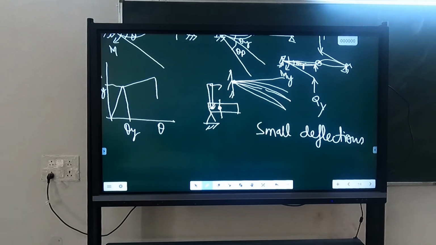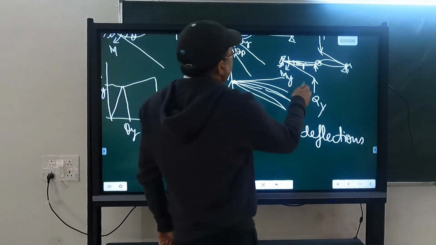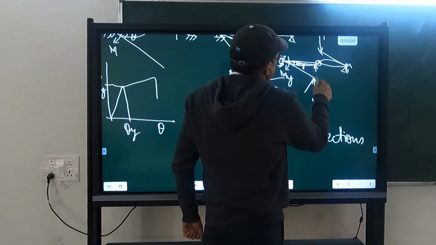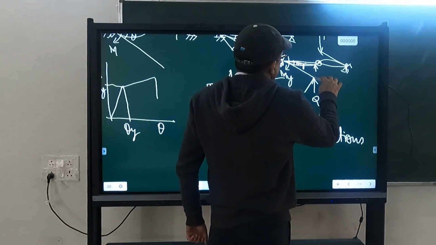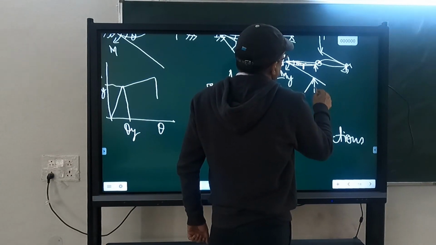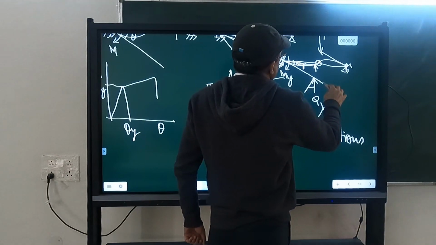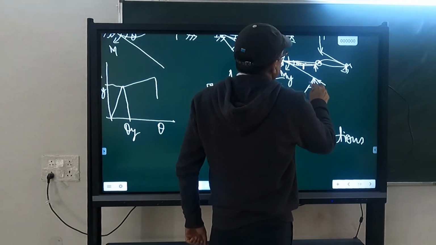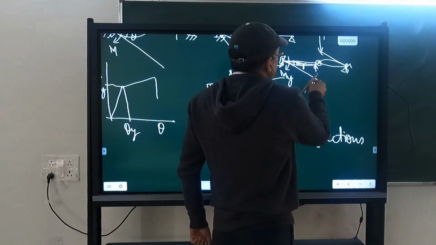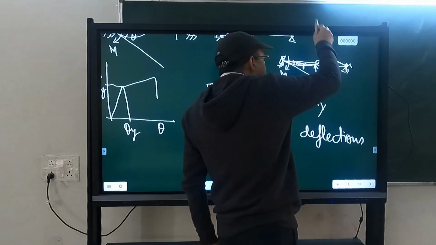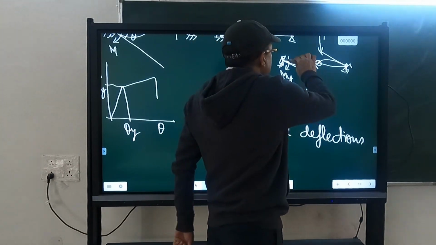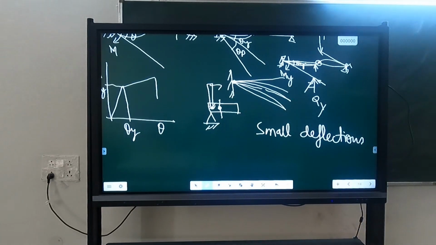Otherwise, I have to consider this change in the angle. This load will have two components. So I have to consider this component which is perpendicular and this component which is along the axis. The component which is perpendicular, that only will cause bending moment. This axial component will cause axial force, not the bending.